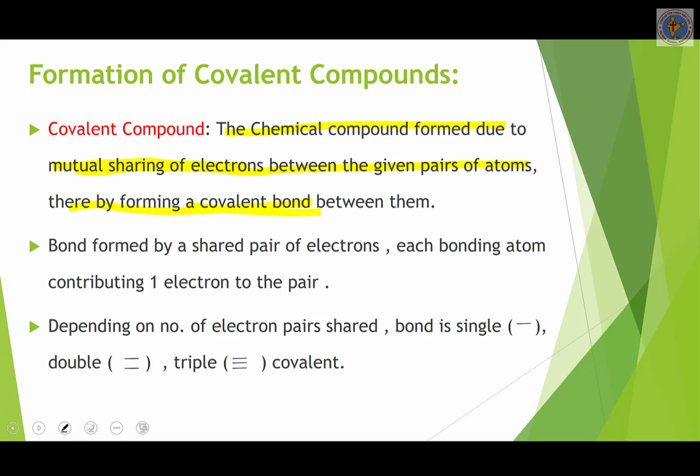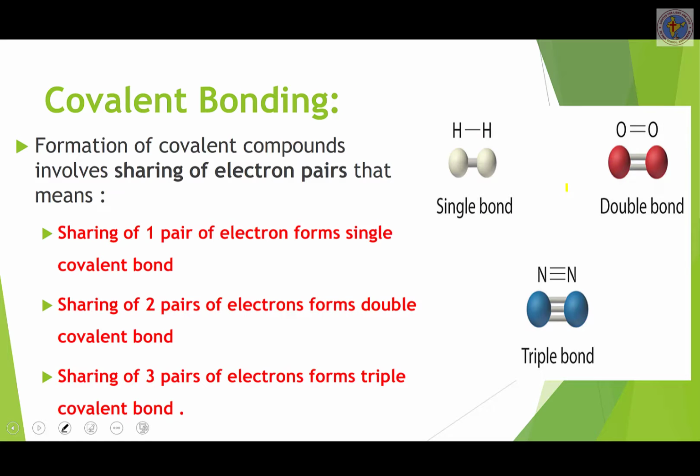What do you mean by mutual sharing of electrons? In case of mutual sharing of electrons, each bonding atom needs to contribute the electron. Depending on the number of electron pairs shared, we have single covalent bond, double covalent bond and triple covalent bond. Let us see more about single, double and triple covalent bond. Let us learn more. So here you have your covalent bonding.